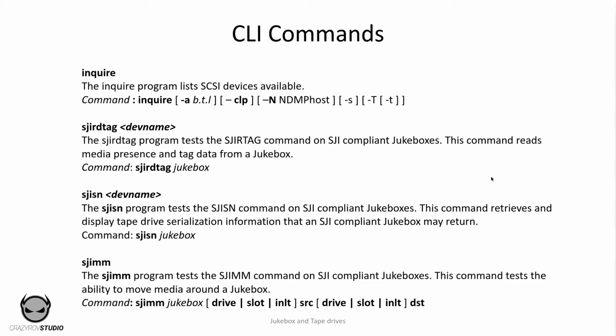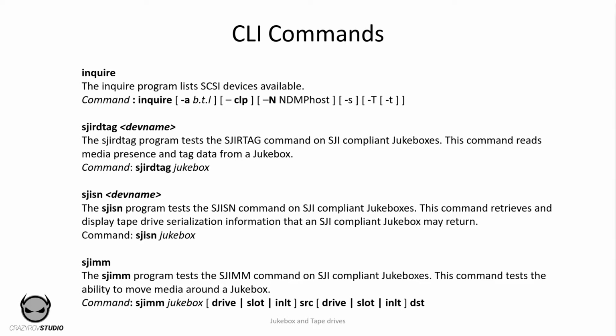The first command, inquire, lists all the SCSI devices available on the OS. When a drive is configured properly on the operating system with the correct drivers, it should return the serial number of the tape drive along with other inquire information. I generally run inquire without any switches, but I use the switch -n when I have to check the devices that are connected to an NDMP device or a NAS appliance.